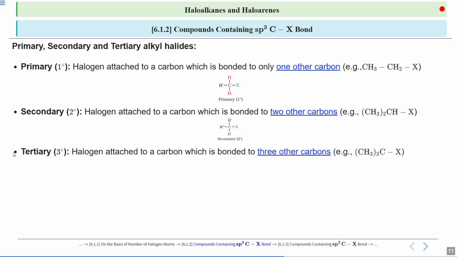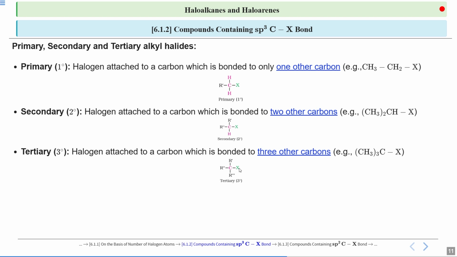Now comes the third category, that is tertiary, or 3 degree. Similarly, the same pattern: the halogen is attaching with the carbon which is bonding with 3 other carbons, because carbon can bind to 4 different atoms, right? Because it has tetravalency. Now, the first valency of carbon is occupied by the halogen already. The remaining 3 are occupied by other carbons. In that case, you will get a tertiary alkyl halide. For example, (CH3)3CX. So this halogen is attaching with this carbon which is bonding with 3 other carbons of methyl groups. So this structure is a tertiary alkyl halide.